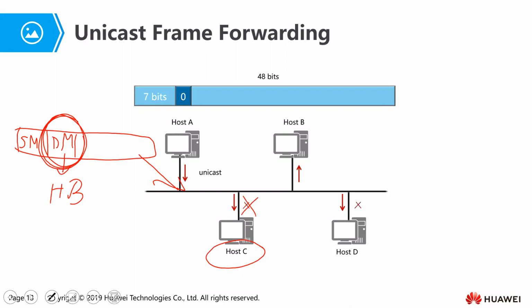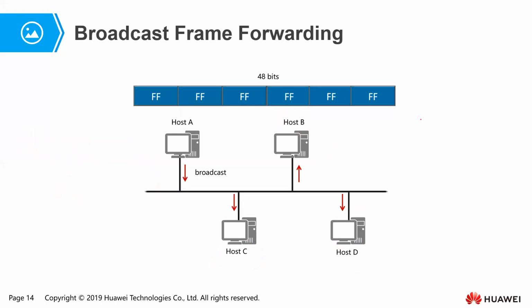Okay, host B will receive, then it will check if the destination MAC address of the frame is equal to host B. Yes, it's equal, so it will be received and processed. And host D will also receive the frame, then it will check the destination MAC address. Is it equal to the MAC address of host D? No, then the packet will be discarded. And here we are. So we can do this only when bit number 8 is equal to 0. If bit number 8 is equal to 0 at the destination MAC address of any frame, that means the packet is a unicast frame.